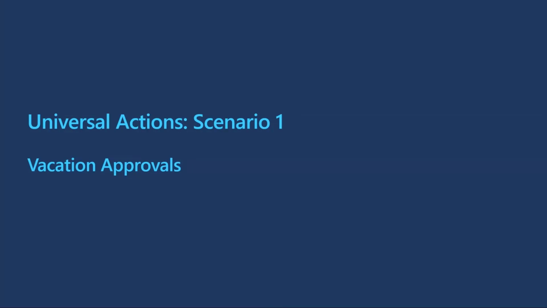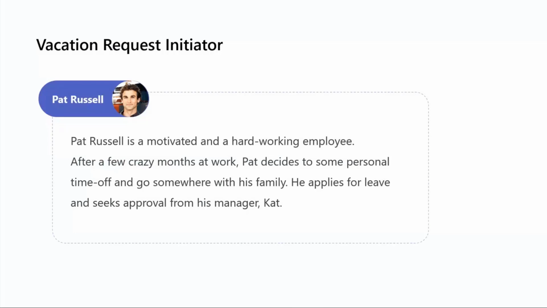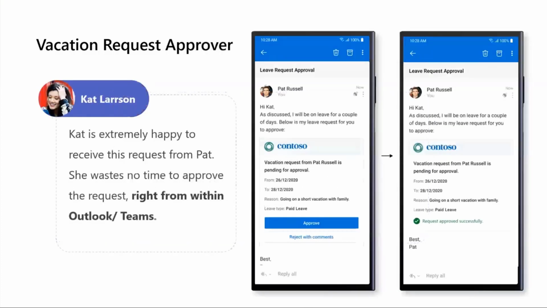The first scenario is around being able to approve vacation requests from within Teams and Outlook. Let's think in terms of a story. Pat is a hardworking employee and after a few months at work plans to take some time off and raises a request in their favorite vacation approval tool that generates an email to his manager, Kat.